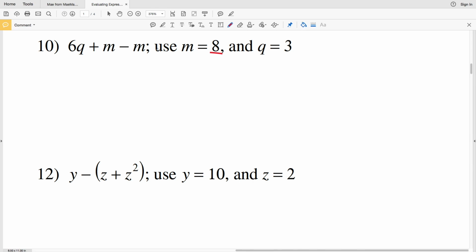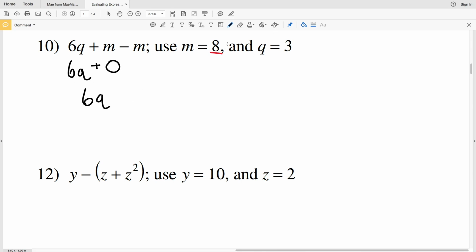m minus m is just going to be 0. So we're going to be left in our equation with 6q plus 0, which we know to be 6q, because any number or any quantity added to 0 is that original quantity.